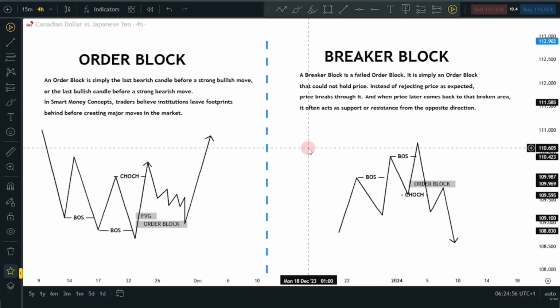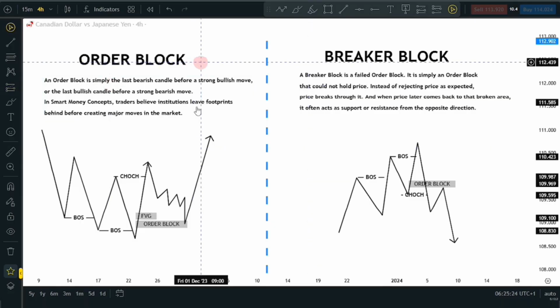In order for you to understand the difference between an order block and a breaker block, we are going to be using this illustration. After that, we are going to dive into the real chart example. Now, what exactly is an order block?